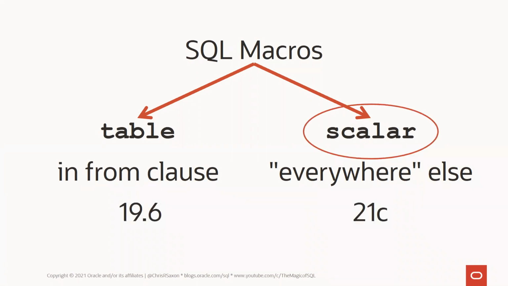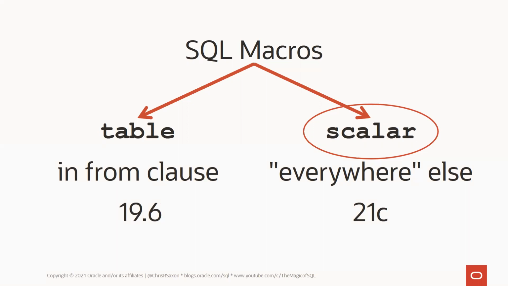I'm going to be focusing on scalar macros for the next few slides, partly because I've talked about table macros a lot in the past, but also because they're the only ones that are specific to 21C. So this whole feature was originally slated to be 21C only. Table macros have been backported to 19C, so you can use those today if you're on 19C. Scalar macros are only in 21C.